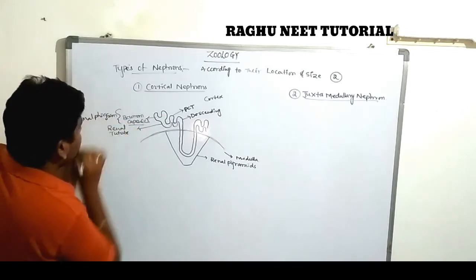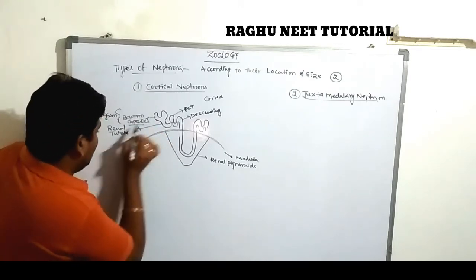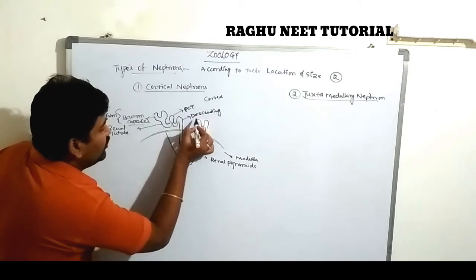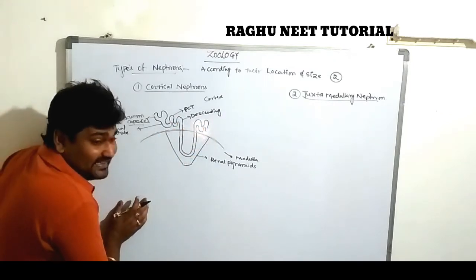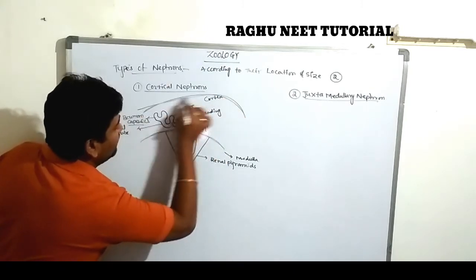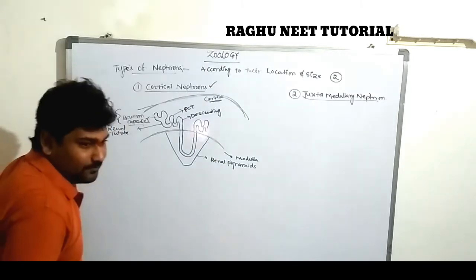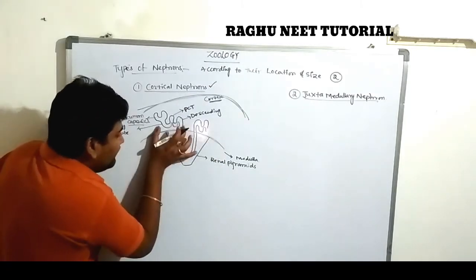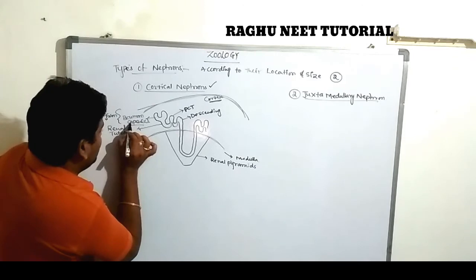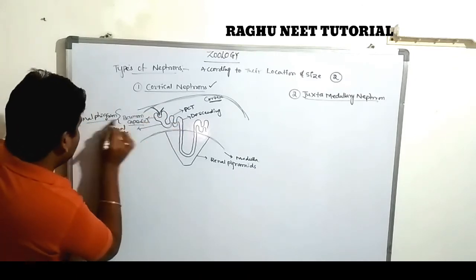The Malpighian tubule, Bowman's capsule, renal tubule, proximal convoluted tubule, and distal convoluted tubules are present in the cortex region. So this type of nephron is called a cortical nephron. The Bowman's capsule contains the glomerulus, and the Bowman's capsule is called the Malpighian tubule.